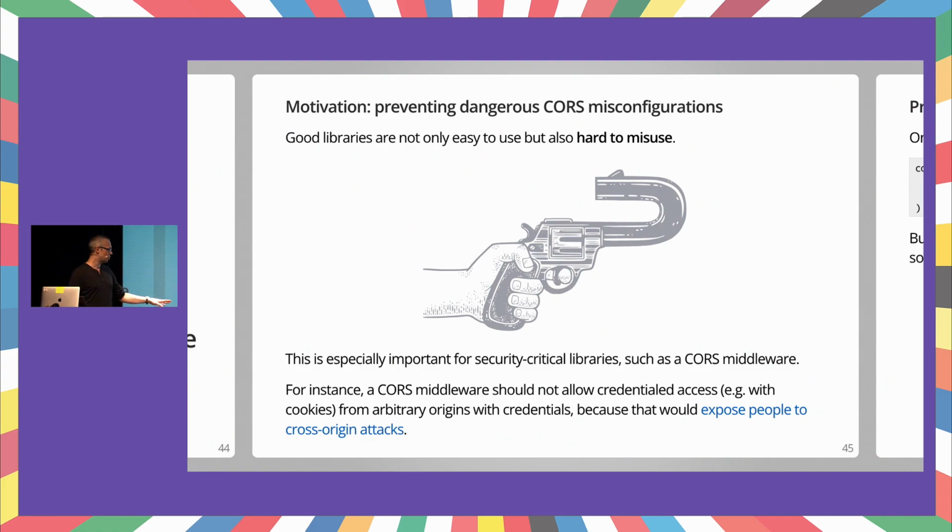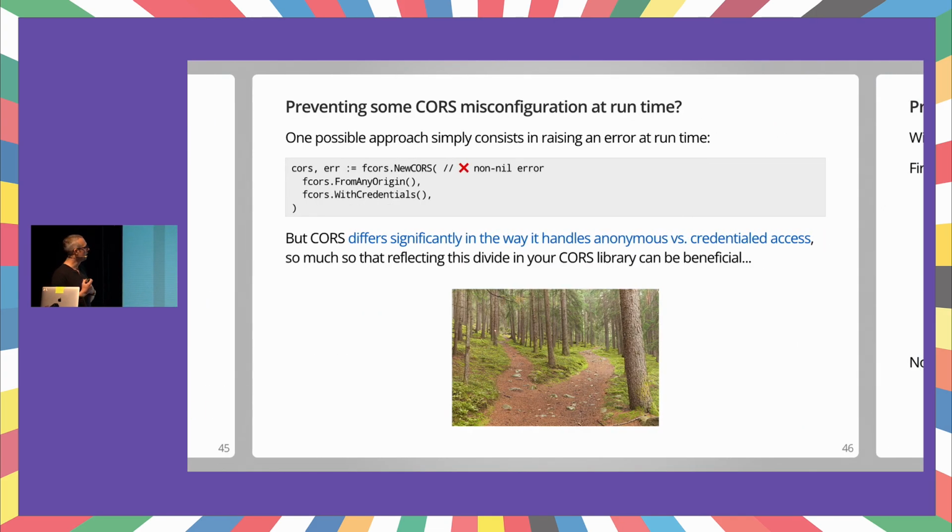Okay? And there's a common misconfiguration, especially when people get frustrated with CORS and there's a deadline. They go on Stack Overflow and people tell them, open everything. Allow access from any origin, anywhere, with credentials, with cookies. And that exposes their users to cross-origin attacks. So we need to prevent such dangerous middleware from being created. The easy way would just be to say, if people try to allow access from anywhere with credentials, we're just going to return an error.